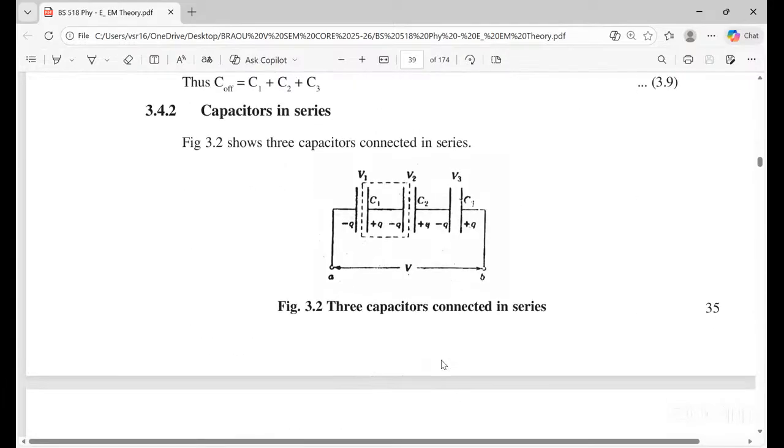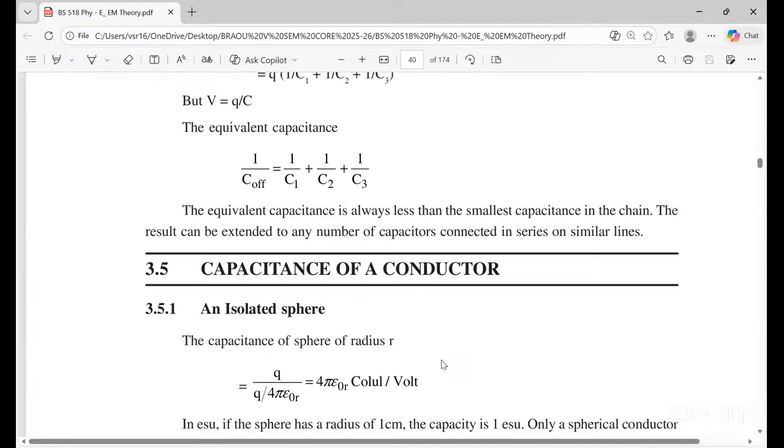So if it is connected in parallel, the capacitance C equals C1 plus C2 and so on. Or else, if the capacitors are connected in series, the charge remains the same, but the potential difference between the plates changes. So there is V1 plus V2 plus V3 and so on. The capacitance also changes. So in this condition, 1 by C equals 1 by C1 plus 1 by C2 plus 1 by C3. This is the series condition.